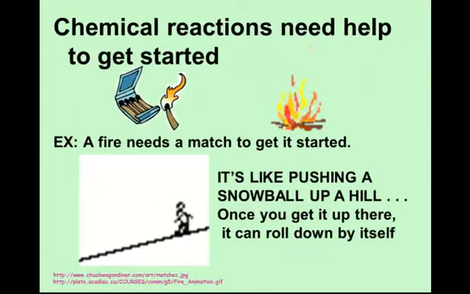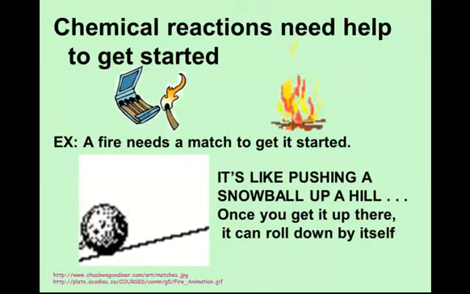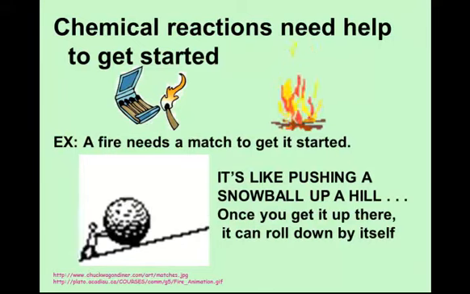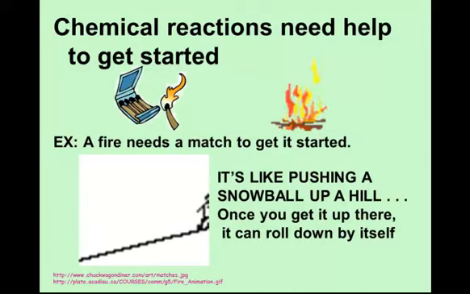So we need to kind of refresh our brain about how we write a chemical equation. We talked about chemical reactions needing a little help to get them started. Remember, you've got to have that spark from the match to get the fire going. And we talked about it kind of like pushing a snowball up a hill. Once you get to the top, it can roll down all by itself, but it needs a little push to get things started. And all chemical reactions need a little help to get them jump started.